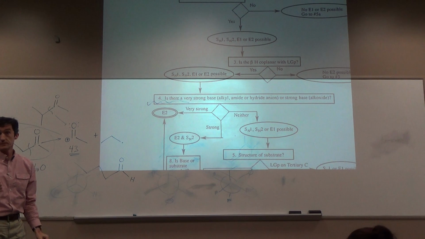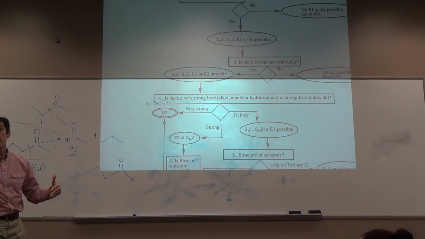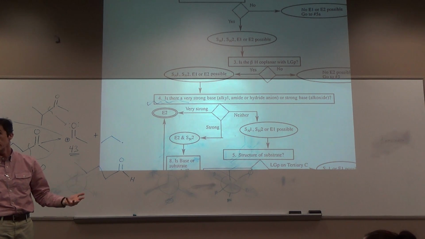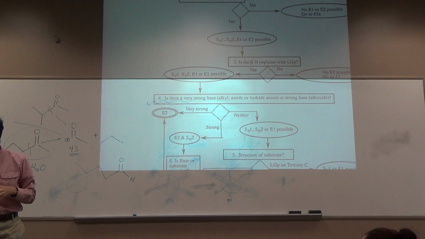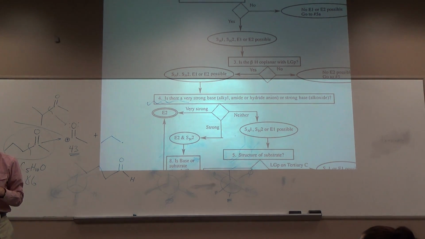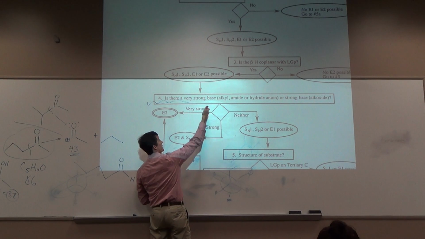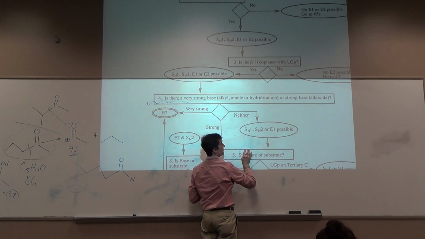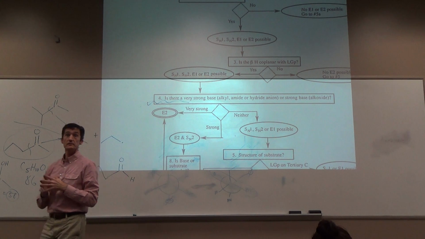E2 requires a strong base. First off, it's 2, which means bimolecular. To do a bimolecular, you have to have strong. And in E2, the thing is acting as a base rather than a nucleophile. It's taking an H, so you call it a base. So by default, you need a strong base to do E2. So strong base would be going this way or that way. This way means no strong base, so you can't do E2. That's why E2 is eliminated. Make sense?